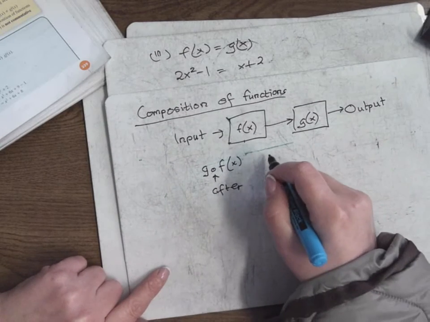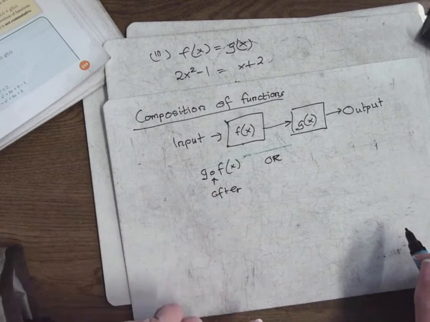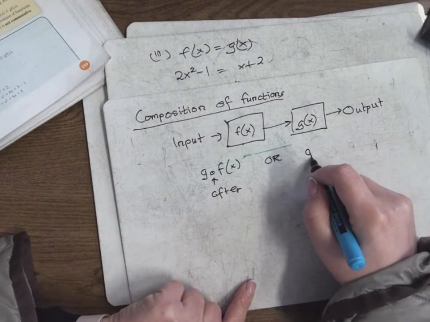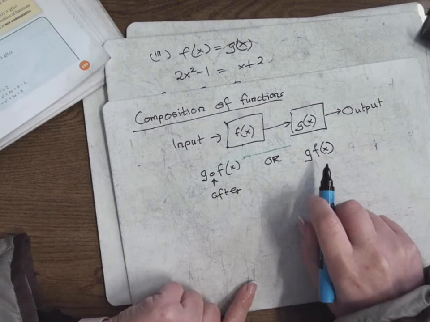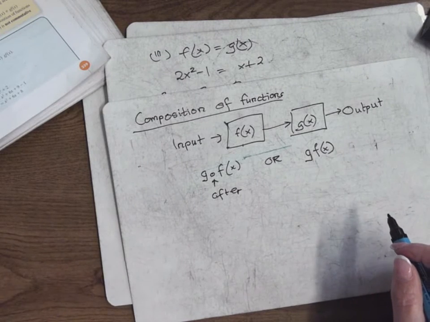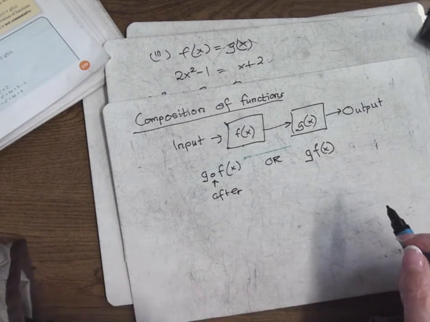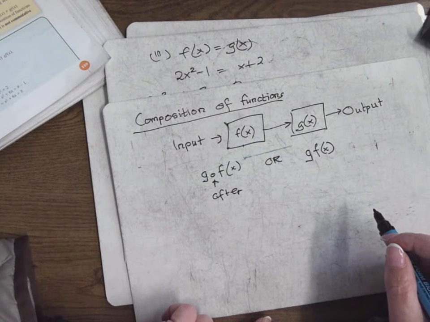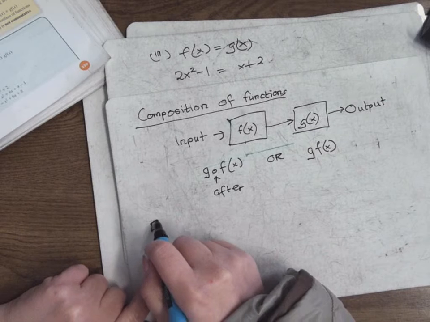Okay, sometimes, or most of the time, they don't bother putting in that little circle. They just write g f of x. So you read that as g after f. So g after f means you do f first. Is that okay? So g after f, you do f first. Are we okay with that? Okay, so I'll go straight to an example.